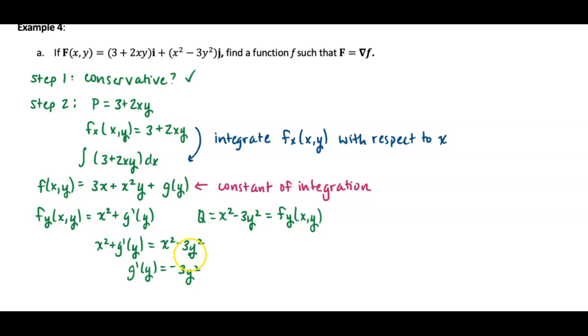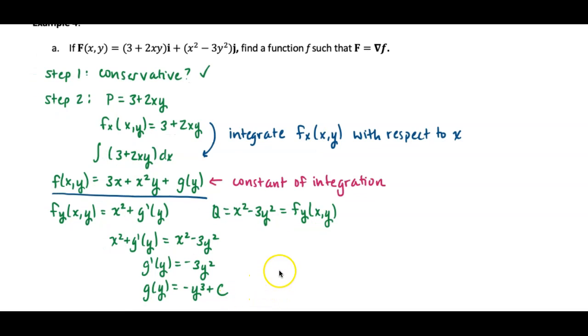And if this is the case, remembering what I want, this original function. So my goal is to get back to this original function. I need g of y. Well, if I have g prime of y, I can find g of y by just taking the antiderivative of this, and the integral of negative 3y squared, or the antiderivative, is just going to be negative 3 over 3 y cubed plus another constant of integration.